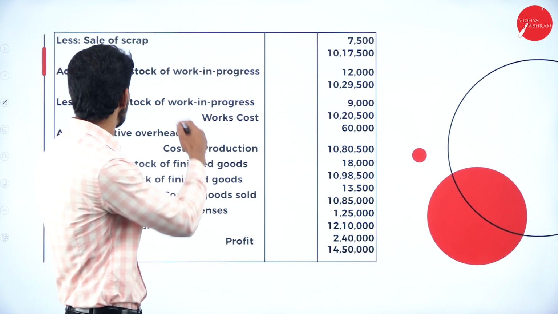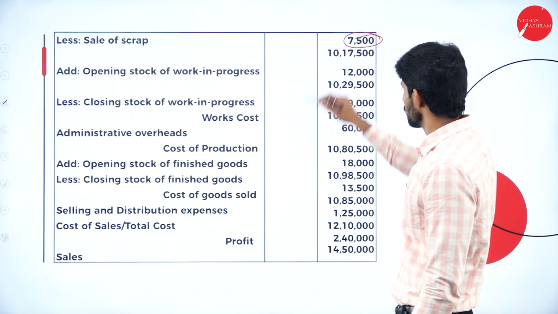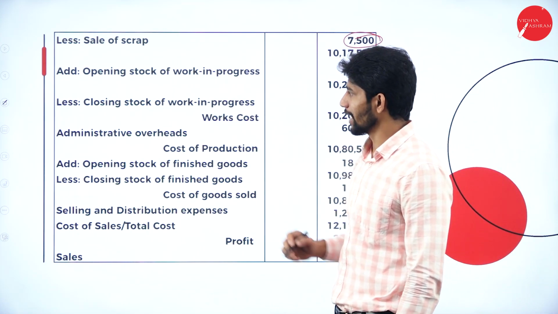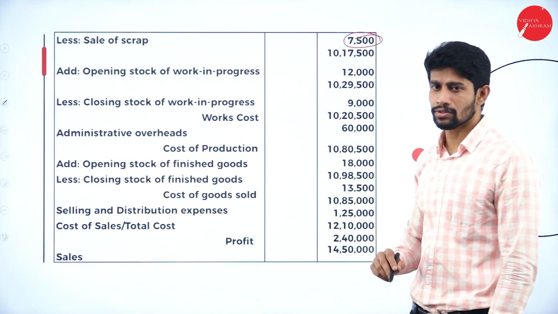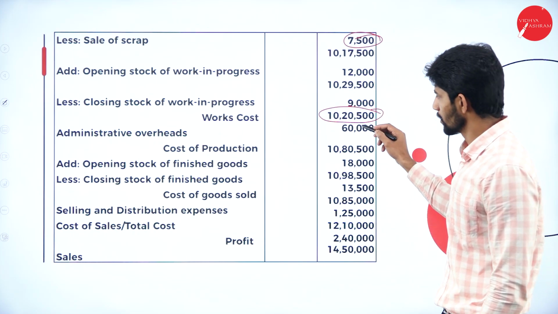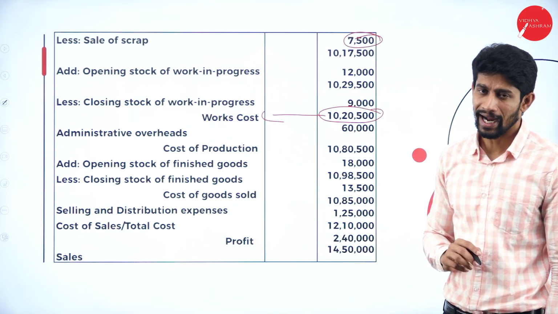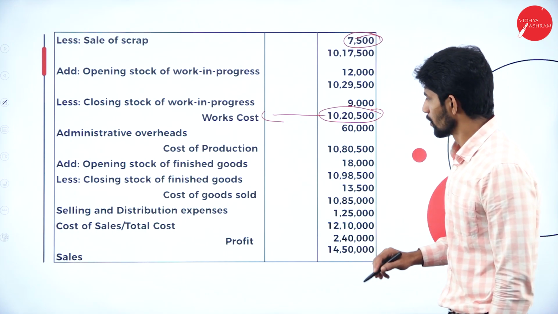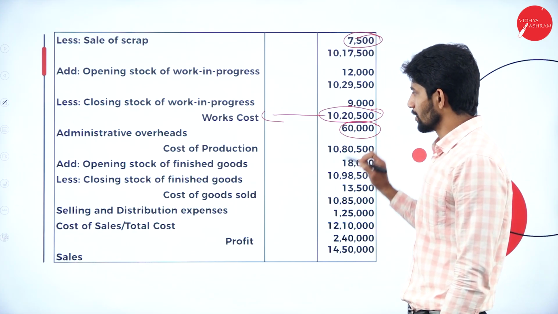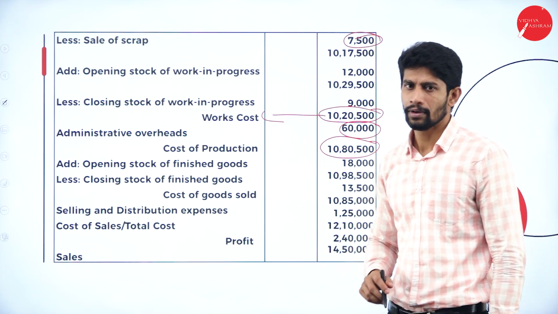So next, moving further, less sale of scrap. So less sale of scrap of rupees 7,500, you'll get the balance of 10,17,500. So for that, add opening stock of work in progress and less closing stock of work in progress, you'll get the balance of rupees 10,20,500. This value is called work cost. Next, administrative overhead. Add administrative overhead to the work cost. So administrative overhead is rupees 60,000. So add 60,000 to the work cost, you'll get 10,80,500. This is called cost of production.